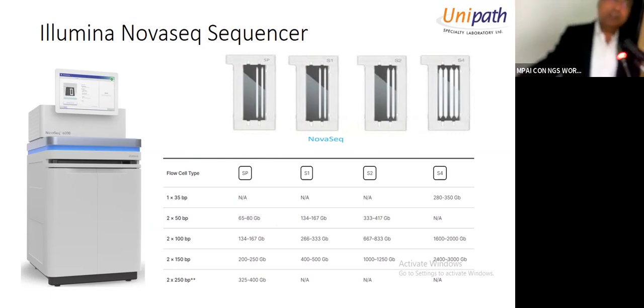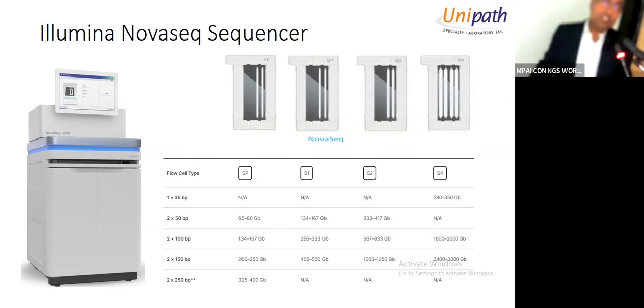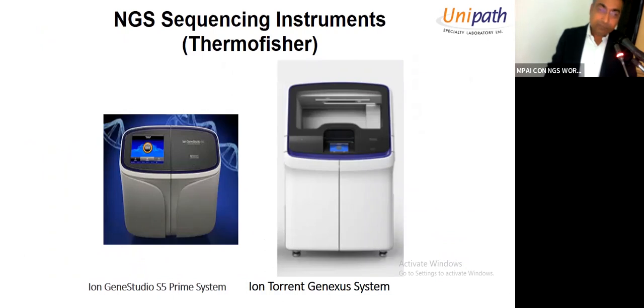Similarly, on different equipment, there are different flow cells of varying sizes. SP is around 250 GB data output. S1 is around 1,500 GB. S2 is around 1,000, and S4 is around 3,000 GB output. So that is what some of the sequencers' capabilities are.